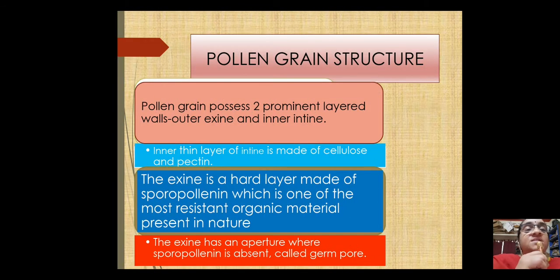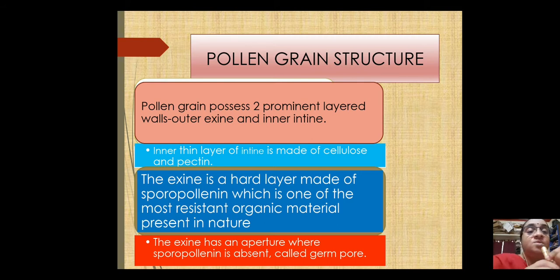Now the pollen grain is made up of outer exine and inner intine. In the previous picture you have seen that the exine can have a certain kind of spiny structure, isn't it? This exine is a very hard layer, made up of a special substance called sporopollenin, which is very resistant to temperature, enzymes and so many things. So exine is made up of sporopollenin, remember. This is important from the exam point of view. Next, the inner layer intine is made up of cellulose and pectin.